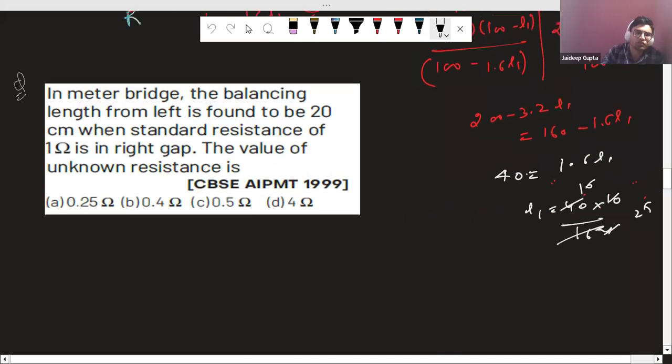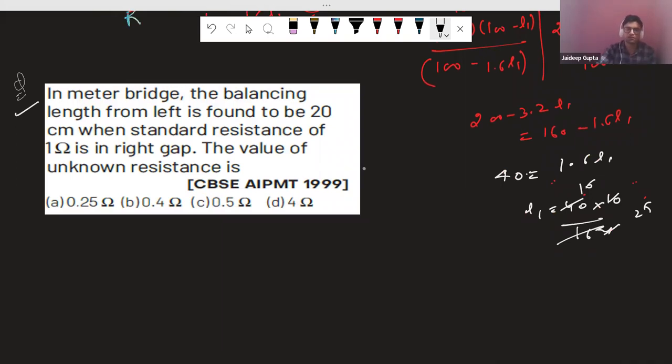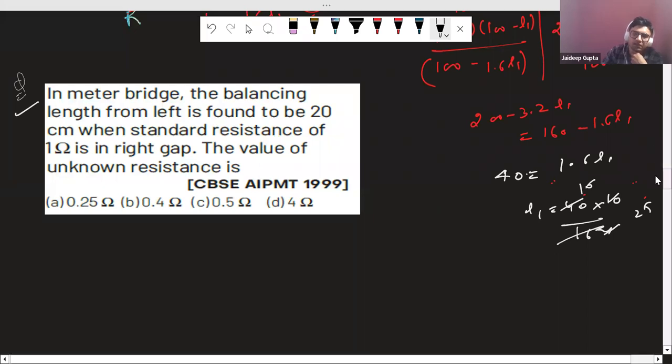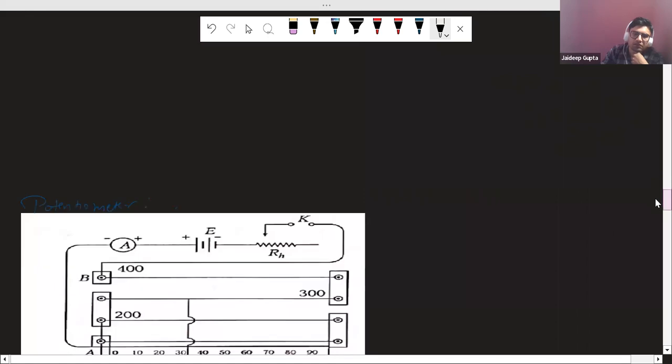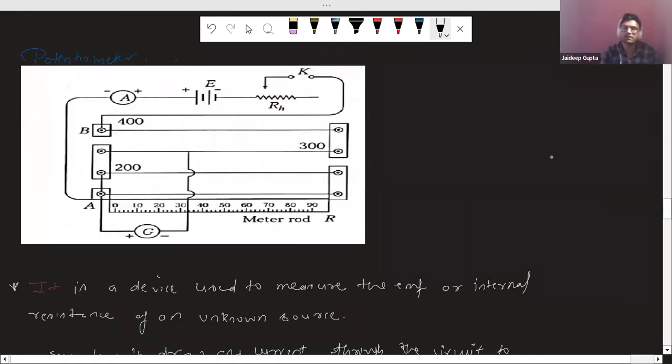Try this question at home first. This one, take a screenshot of it. The meter bridge with the balancing length from the left is found to be 20 centimeter when the standard resistance of 1 ohm is in the right gap. Find the value of the unknown resistance. Now, potentiometer. We will discuss the question that I left eventually.